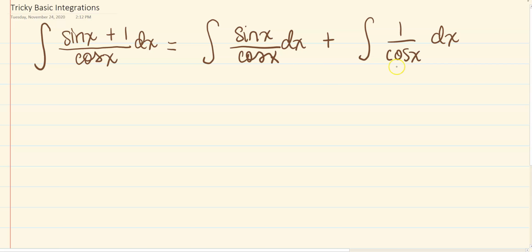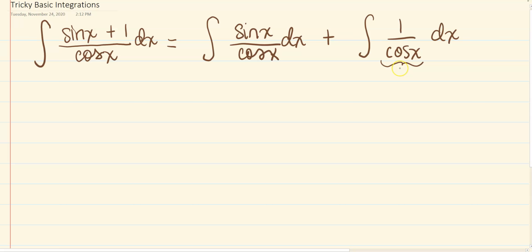Okay, now the second integral, 1 over cos x. Well, if you were trying to do u substitution, then again, if u is cos x, then du would have to have sin x in there. So that's not very helpful. In which case, for this one, we actually would want to write 1 over cos x as secant x. So one we want to rewrite the trig function, the other one we don't.